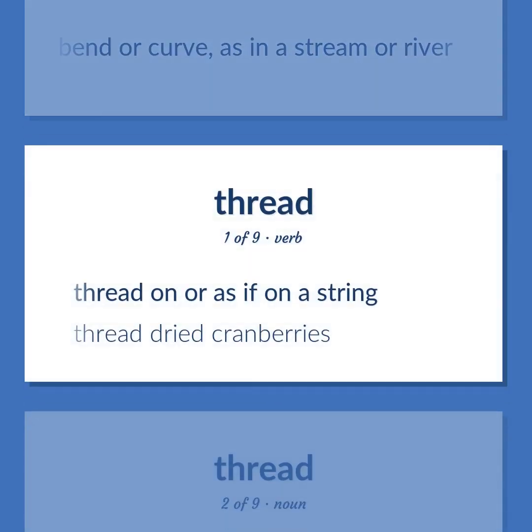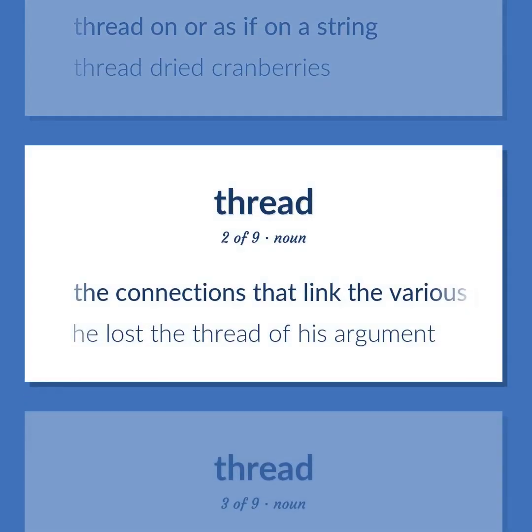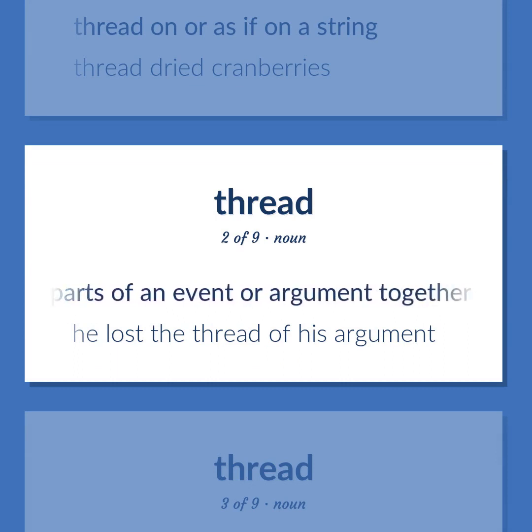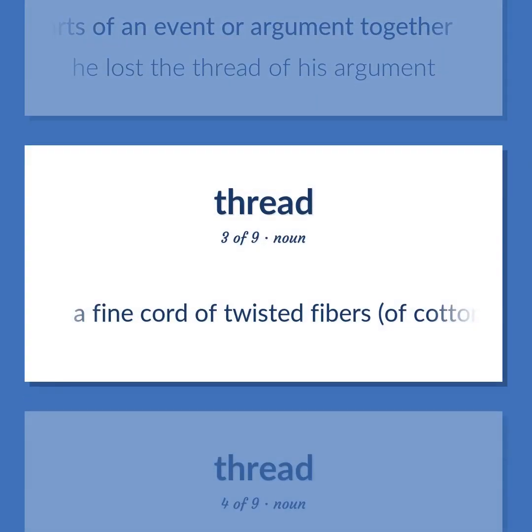Thread on or as if on a string. Thread dried cranberries. The connections that link the various parts of an event or argument together. He lost the thread of his argument. A fine cord of twisted fibers, of cotton or silk or wool or nylon, etc. Used in sewing and weaving.